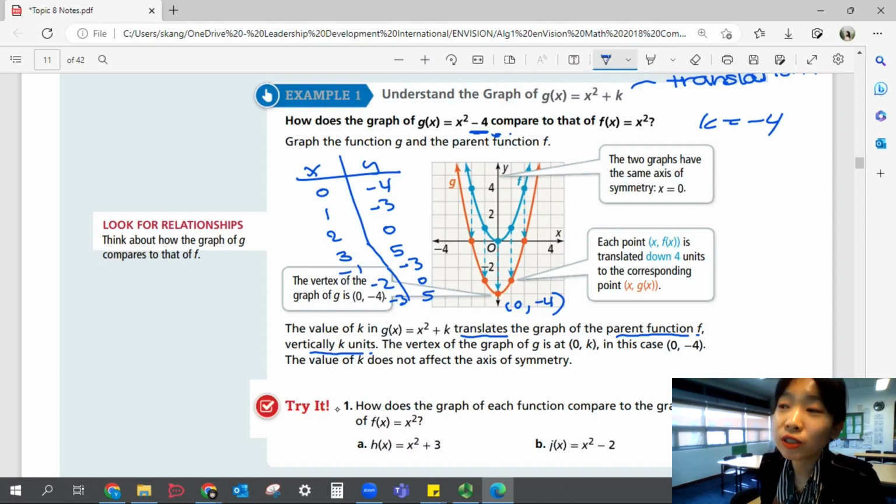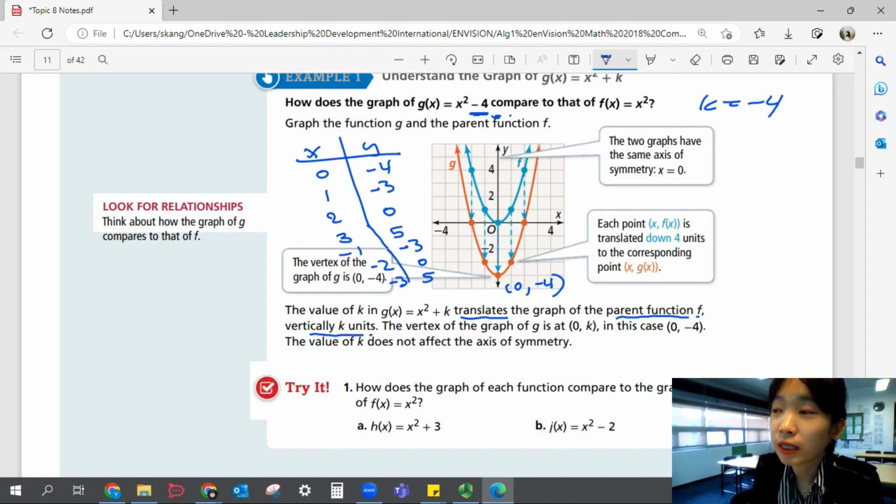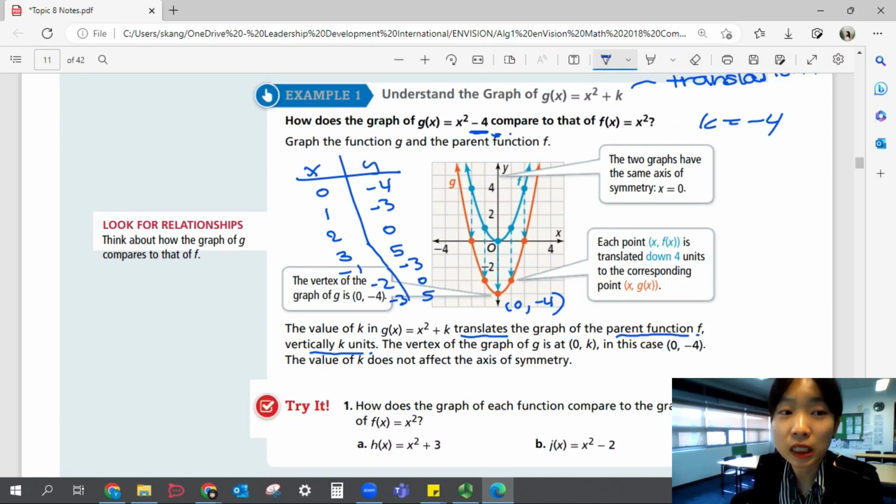Okay? So let's look at try number 1A and B. See if you can explain it by yourself using these phrases. How does it translate the parent function? Vertically, horizontally. Horizontally is left and right. And k is a vertical translation. It moves the graph up and down. We'll look at horizontal translation later, okay? But right now, you want to look at example 1 and describe this. So pause the video and come back when you are ready for answers.